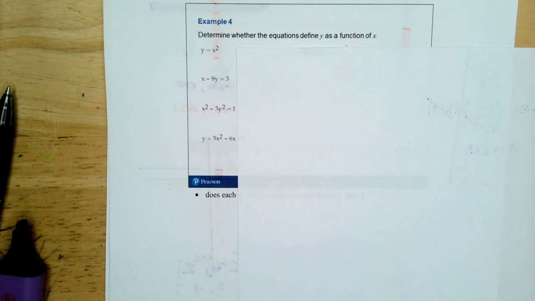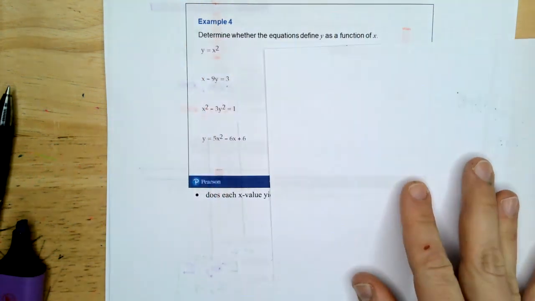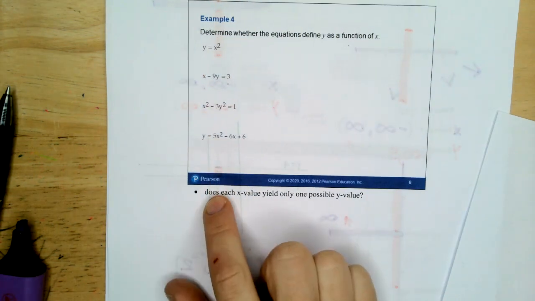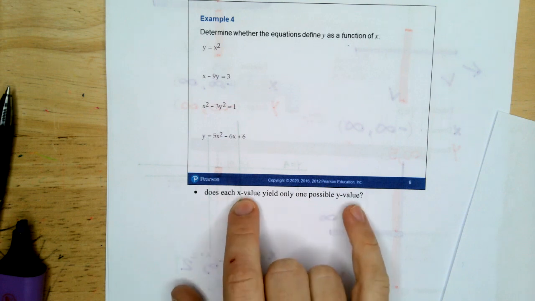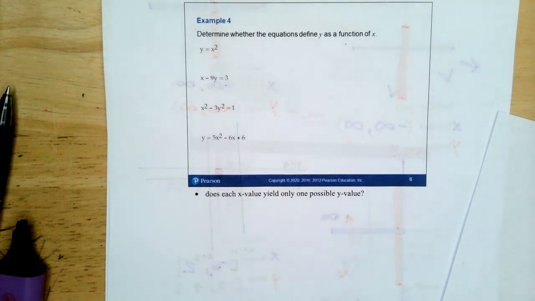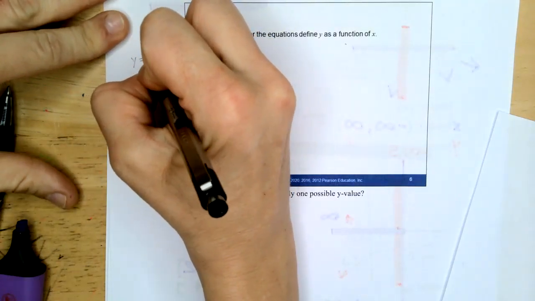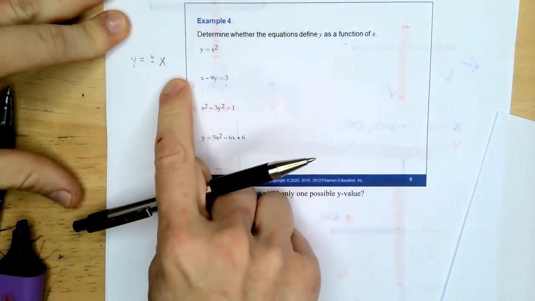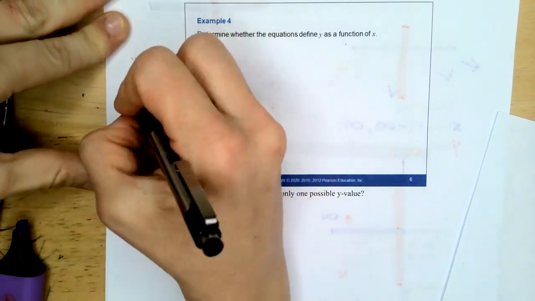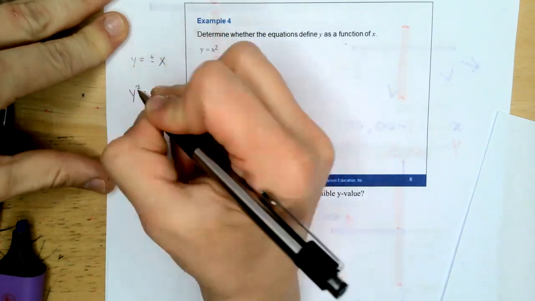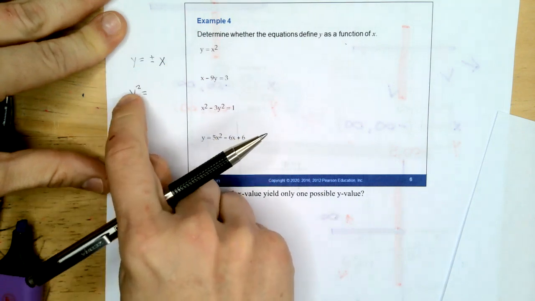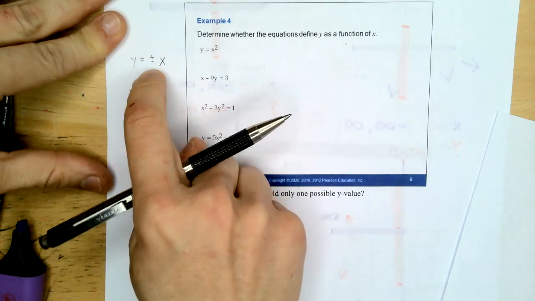What do we do? We solve each of these for y, and that will tell us, does each x value yield only one possible y value? If you see something like y equals plus or minus x, that means there are two answers, right? There's a positive x and there's a negative x. Y squared equals, that means there's going to be two because we're going to have to take the square root, and when we take the square root, we add a plus and a minus, okay?